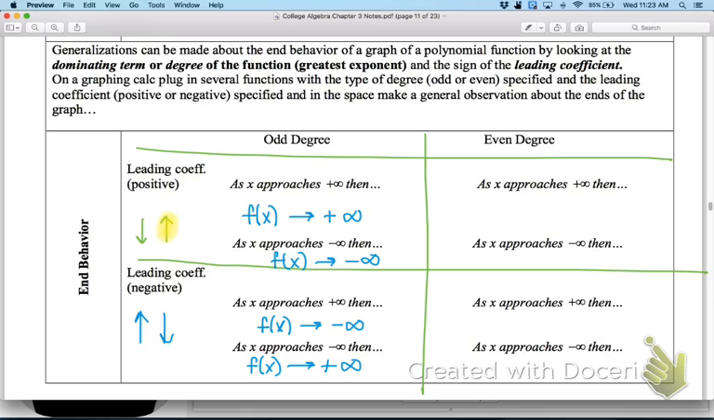Now with an even degree, the arrows always go the same. We saw that at the beginning. So they either go up, up, or they go down, down, depending on whether the leading coefficient is positive or negative. If they both go up, then that means in both of these cases, we're going to approach positive infinity. And if they both go down, then in both of these cases, we're going to approach negative infinity.